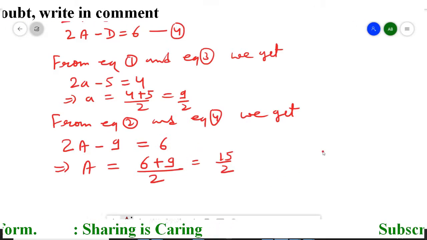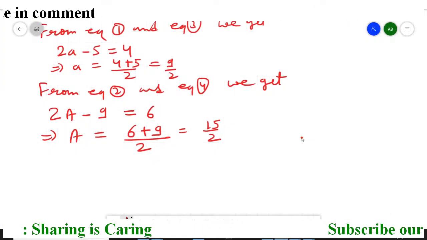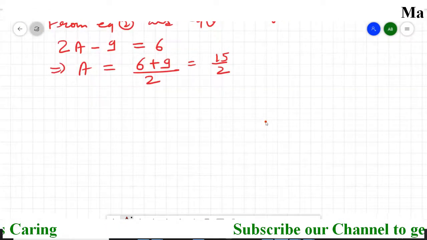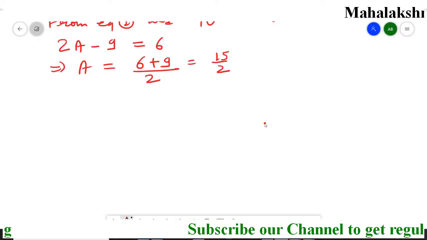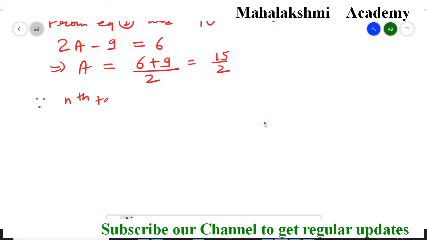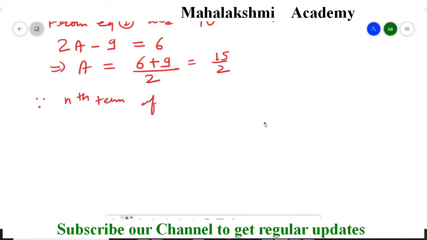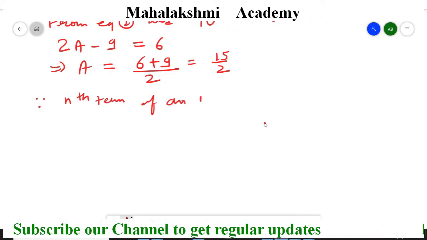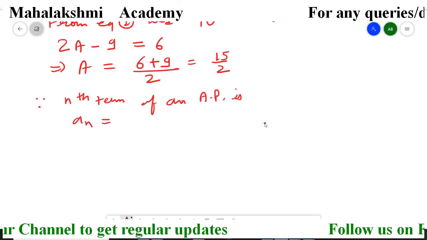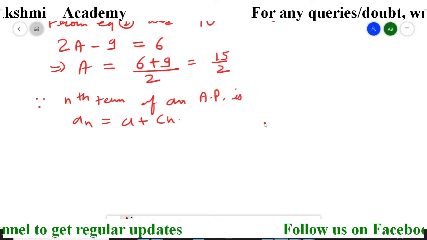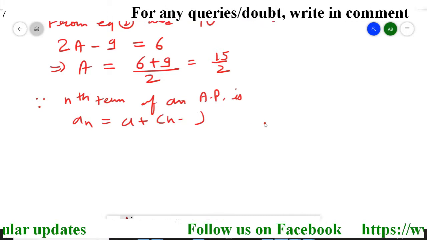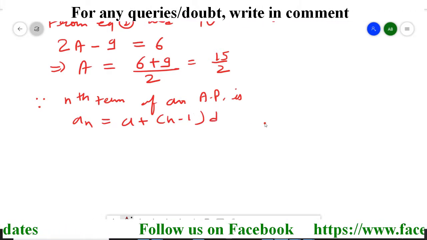Now we calculated the common differences and first terms of both the APs, so we'll directly go for their 18th term. We'll write here, since the nth term of an AP is an is equal to a plus (n minus 1) d.